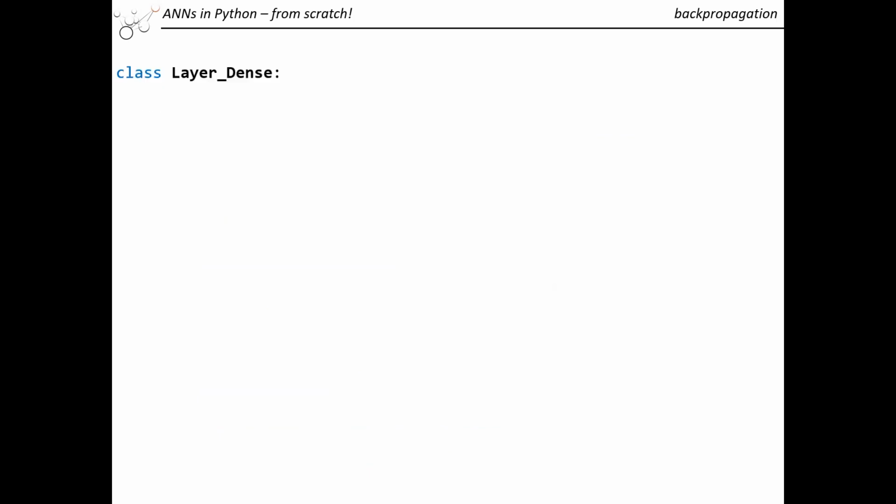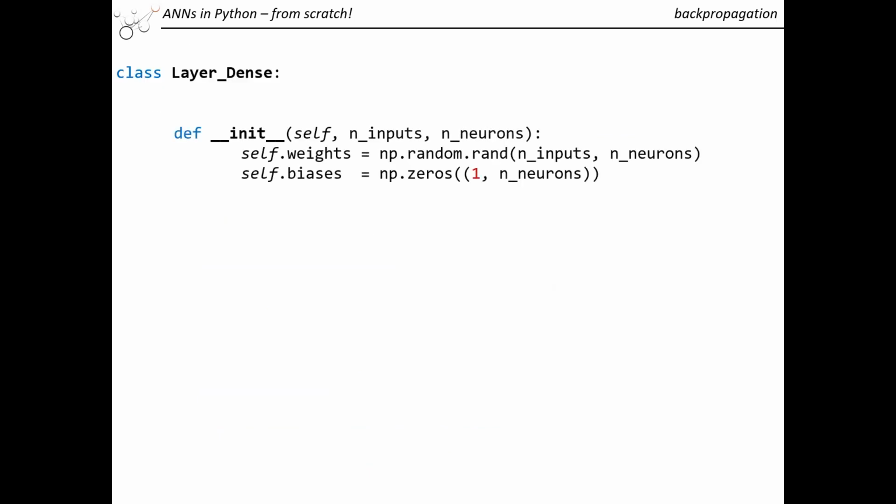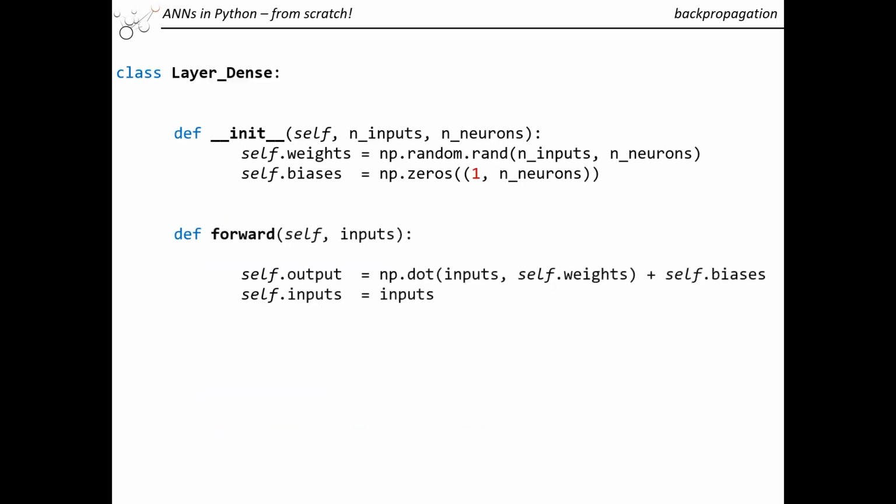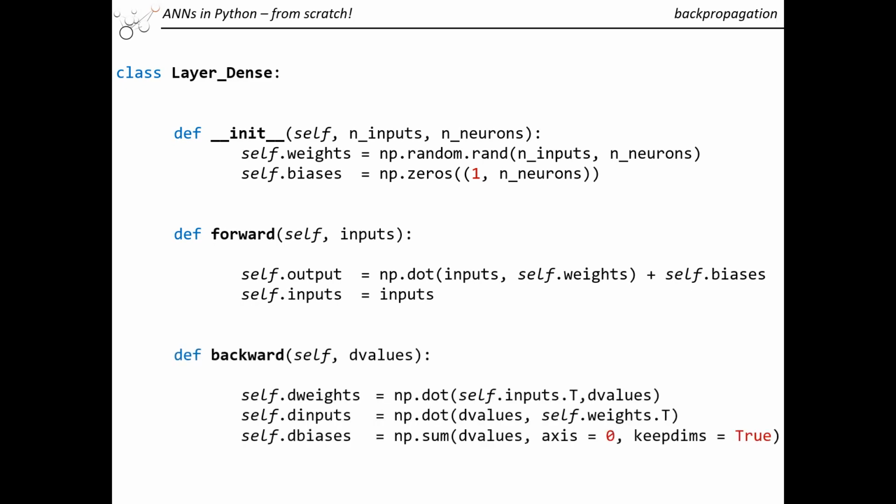All right, so that is our layer. We have the init part that we already have, then we add the inputs to the forward part, and then we have the backward part. So it's actually pretty simple. Therefore, we are ready to go back to our user interface.